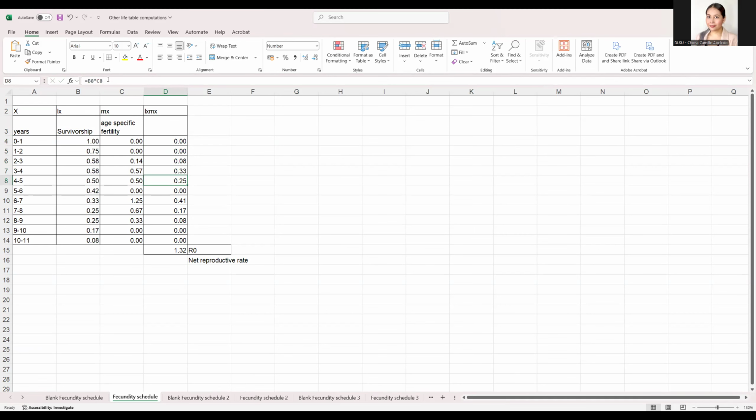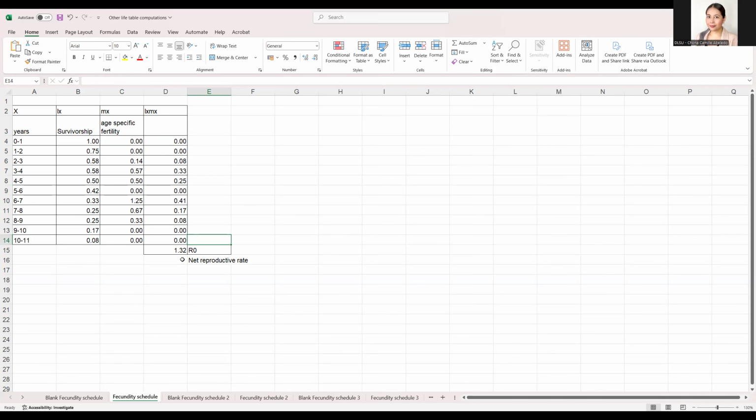0.58 times 0.57 is around 0.33. 0.5 times 0.5 is about 0.25. 0.42 times 0 is 0. 0.33 times 1.25 is 0.41. 0.25 times 0.67 is 0.17. 0.25 times 0.33 is 0.08. 0.17 times 0 is 0. 0.08 times 0 is 0. And then, if you look at the formula, you just sum up everything. It's about 1.32. So that's the net reproductive rate for this population.